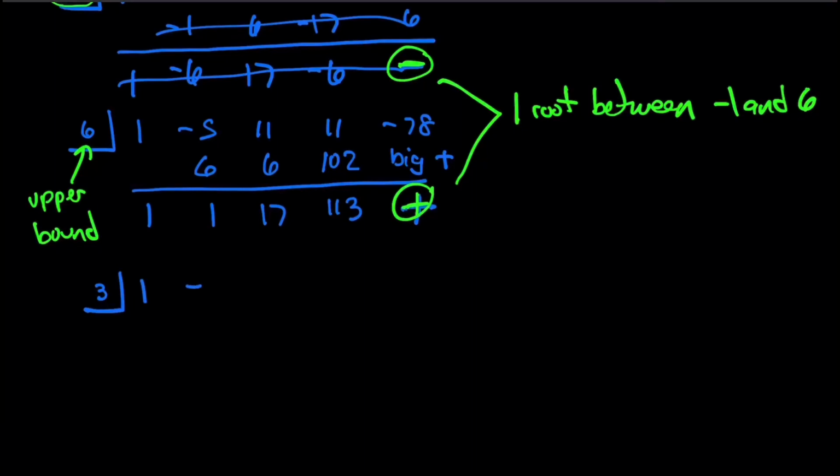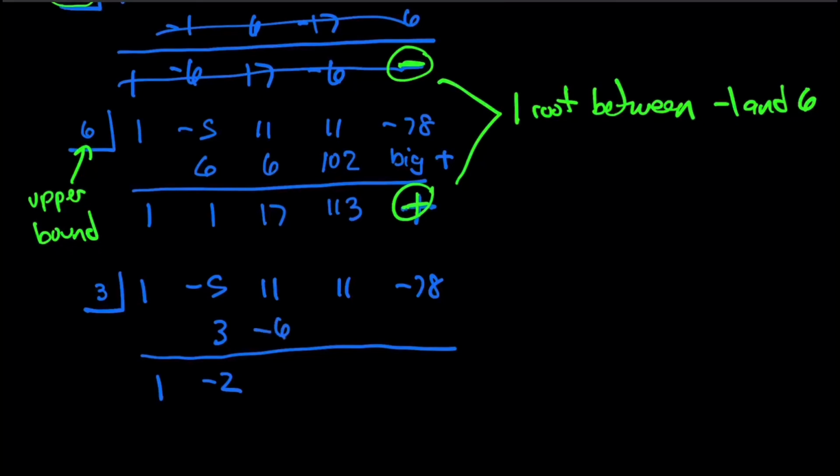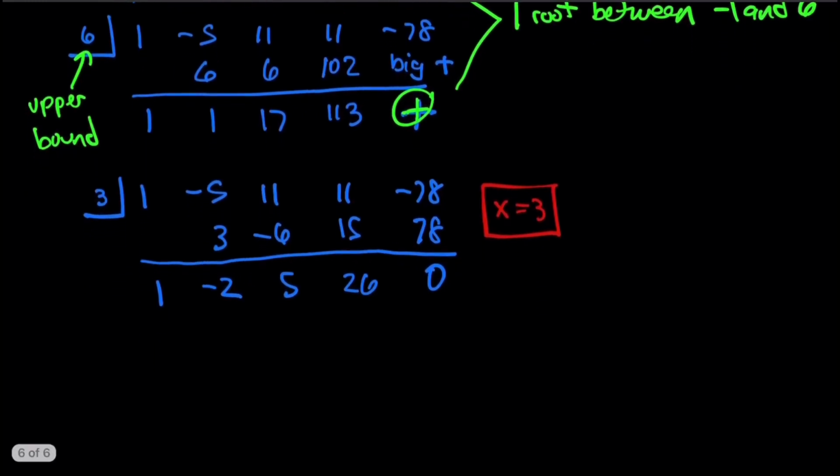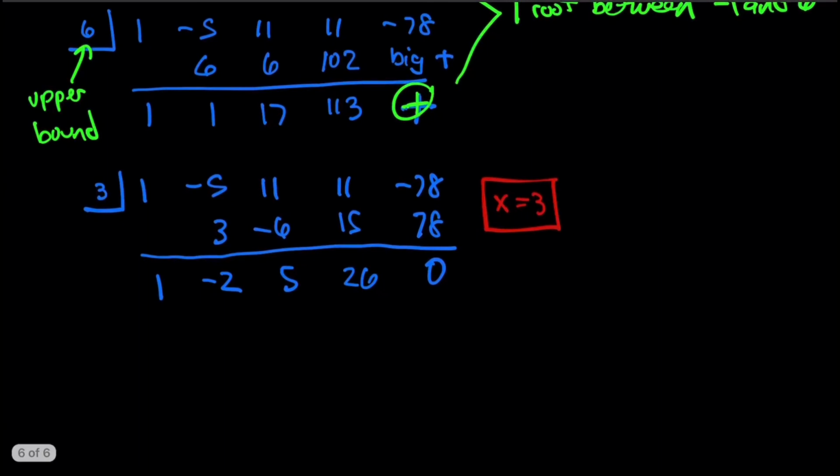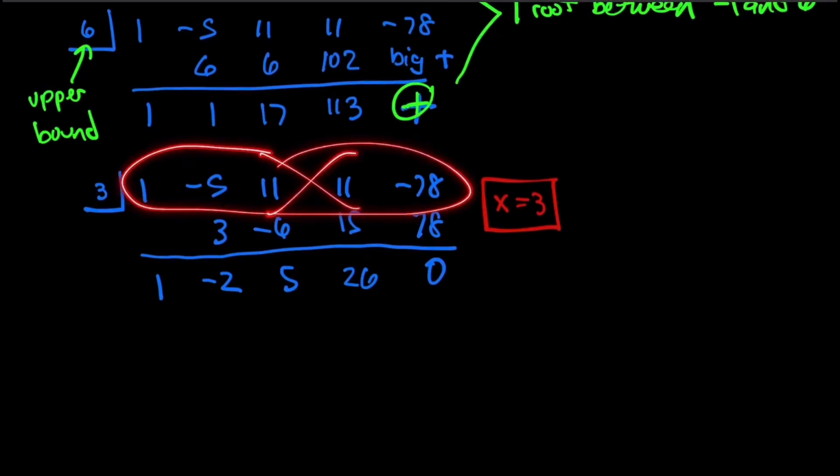Got 1, -5, 11, 11, -78. Bring down, multiply, add, multiply, add, multiply. Ooh, what's that, 26? 3 times 26, oh, that's 78. Got it. So I know I have one root, x equals 3. I also now have a depressed polynomial. I'm not going to go back to these. We're done with those. We got one root.